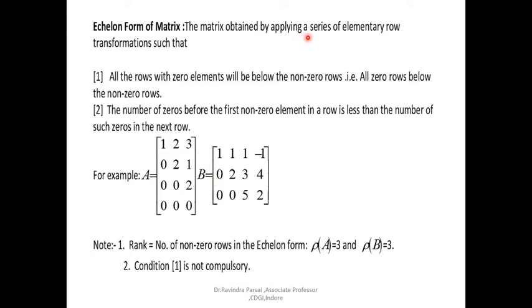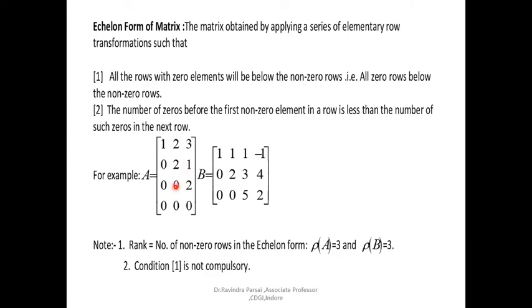The matrix is obtained by applying a series of elementary row operations such that all rows with zero elements will be below the non-zero rows. That is the first condition required. Then the second condition is that the number of zeros before the first non-zero element in a row is less than the number of such zeros in the next row.